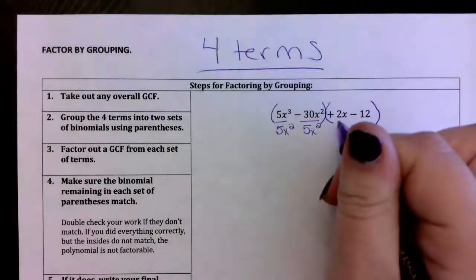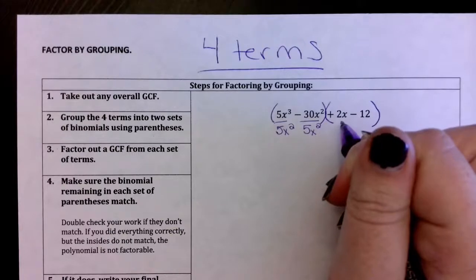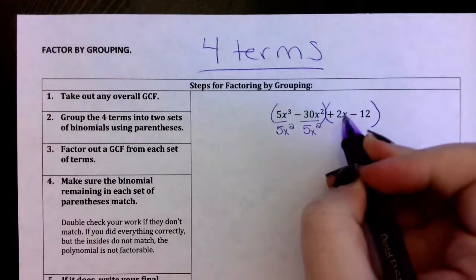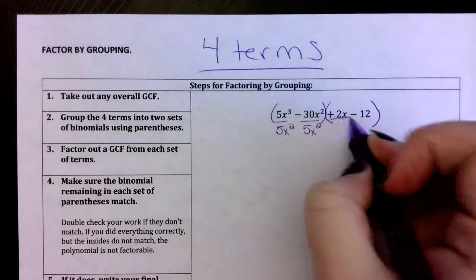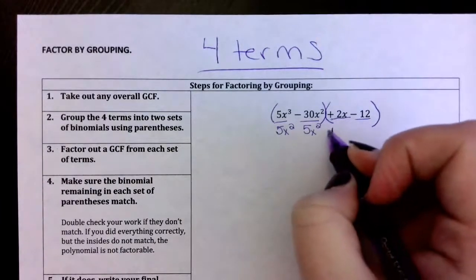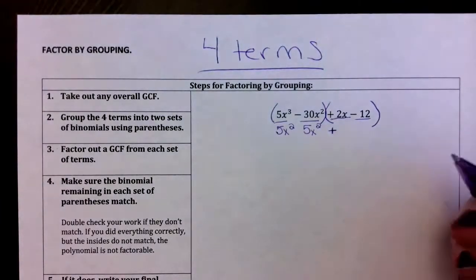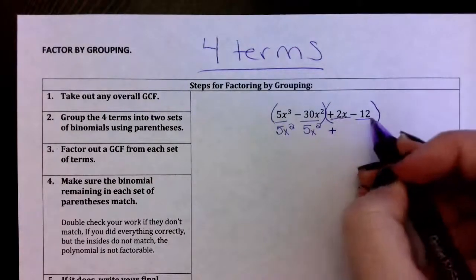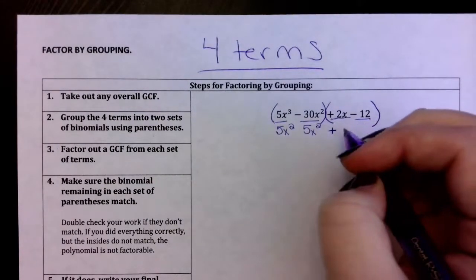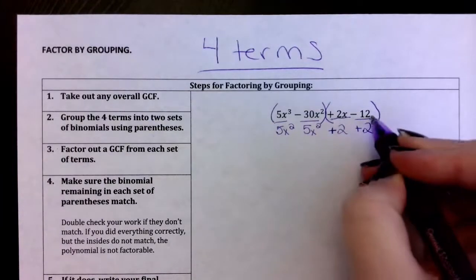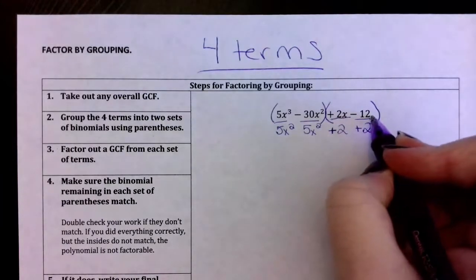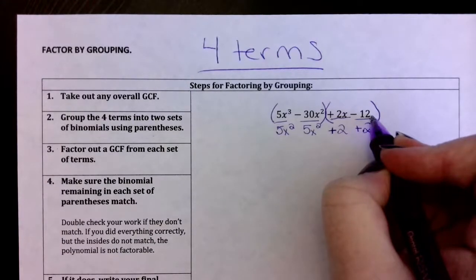Now I look at the second set of parentheses, and I am going to factor out a positive, because this is a plus sign, and I'm going to put the plus sign there, and I'll show you why in a second. The greatest common factor of 2x and negative 12 is 2, so I'm going to factor out a positive 2 out of both. Since this term does not have an x, I can't factor out any x's.